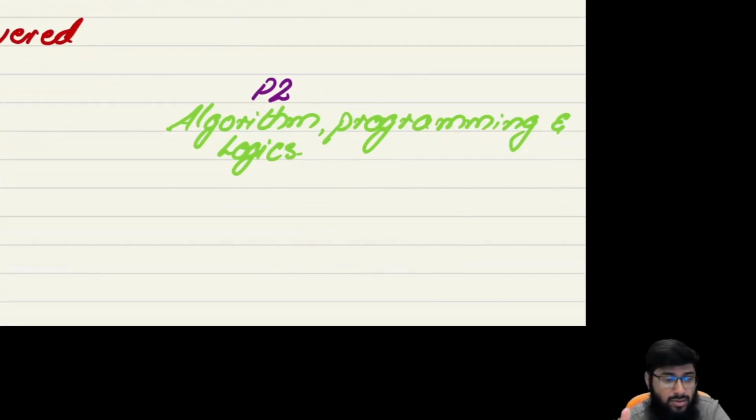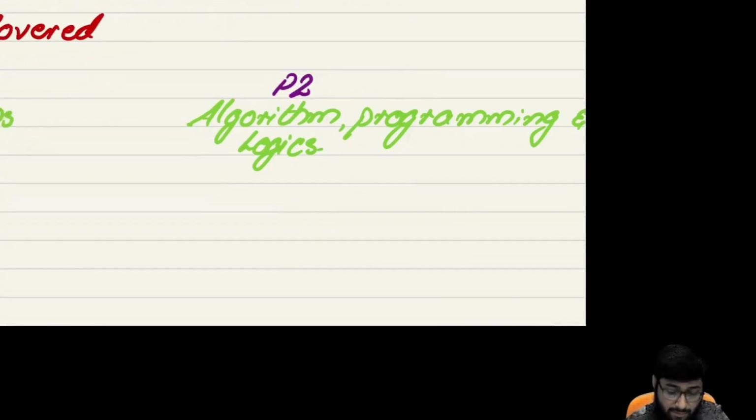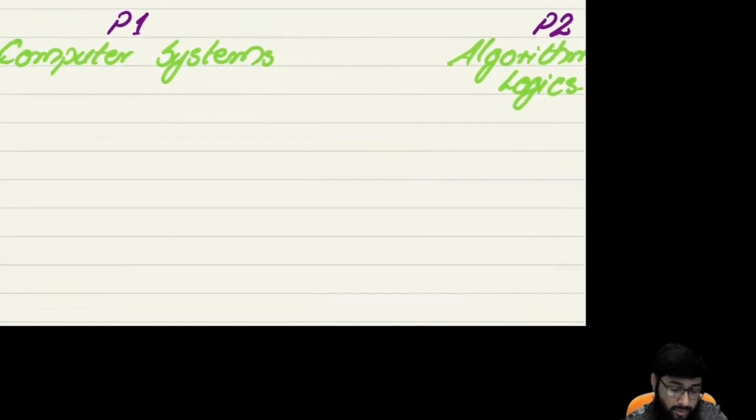Then we will come towards the logics. Now what are the logics? Logics is about the concepts of how to build up a particular program, how to prepare the logic to build those programs. Then we will come towards Boolean logic as well, and we will be dealing with databases as well. I will be writing out the topics one by one.